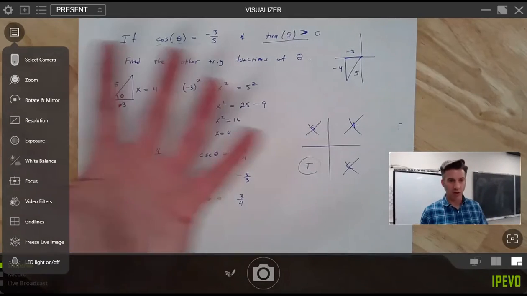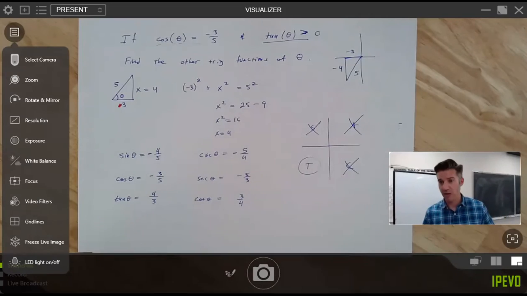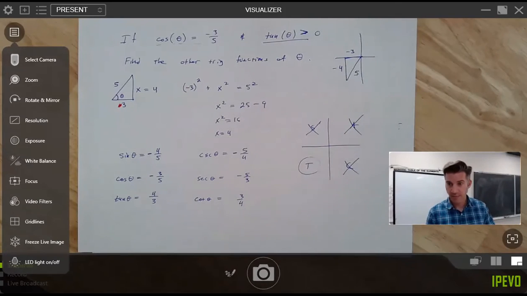This way is going to work all the time, regardless of whether we're doing this kind of thing or if we're trying to find tangent of 5π/6, or an angle we know how to find tangent of in a different quadrant. Hopefully that answers your question. Yeah, it does. Thank you.